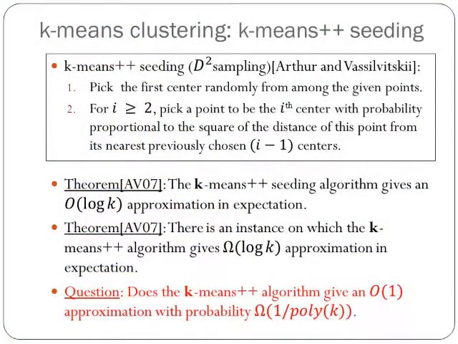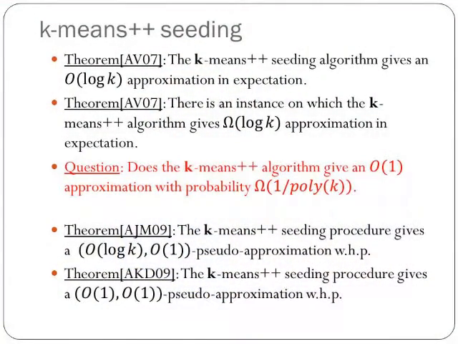But an important question remains open. Does the k-means++ algorithm give a constant approximation with probability proportional to 1 over poly k? Even in this case, the algorithm is interesting. With 1 over poly k probability, you get a constant approximation, so I can just repeat the algorithm poly k times and choose the best solution. This is something that was not well understood, and I'm going to talk about this particular question.